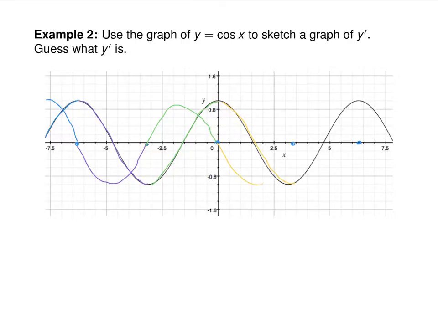Negative puts it below. Above, below, okay. Okay, so here's the derivative.